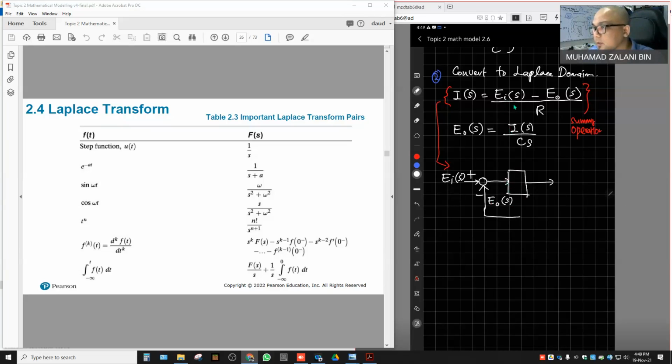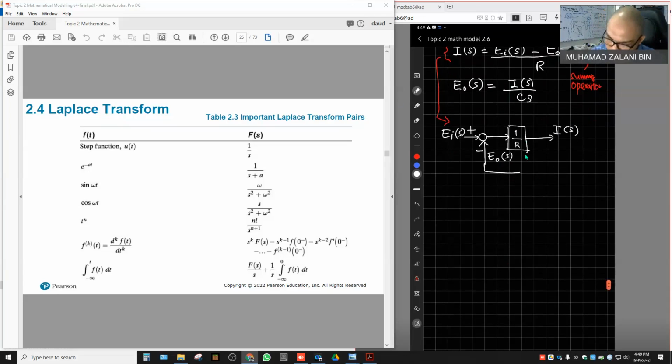So it is 1 over R, right? E_i(s) over R minus E_o(s) over R. So this block is supposed to be 1 over R. So what about the output? The output is of course I(s). Okay. That is the block that represents the first equation. How about another block that represents this second equation?